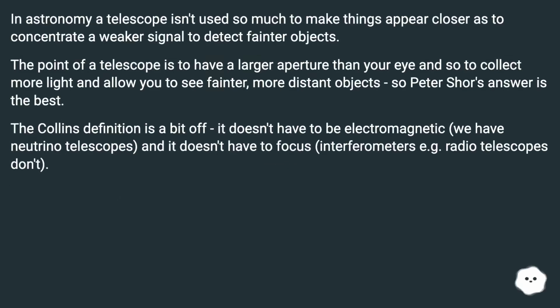In astronomy, a telescope isn't used so much to make things appear closer as to concentrate a weaker signal to detect fainter objects. The point of a telescope is to have a larger aperture than your eye and so to collect more light and allow you to see fainter, more distant objects, so Peter Shore's answer is the best. The Collins definition is a bit off. It doesn't have to be electromagnetic, we have neutrino telescopes, and it doesn't have to focus, interferometers e.g. radio telescopes don't.